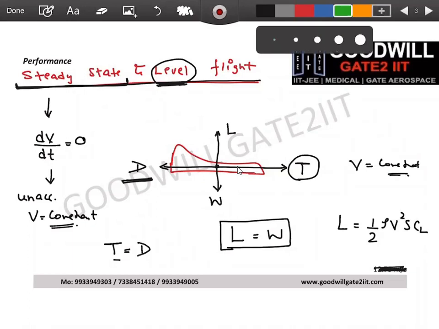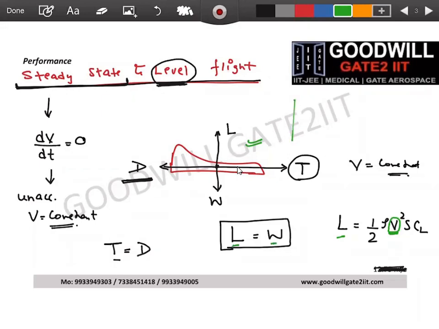If during this steady state and level flight your velocity changes, if you change this part, increase or decrease, your lift will change. If your lift changes, that means you will no longer balance your weight. If your lift is more than weight, you will gain altitude. This is bad. We don't want this. If your lift is less than weight, you will lose altitude. This is bad. We don't want this.